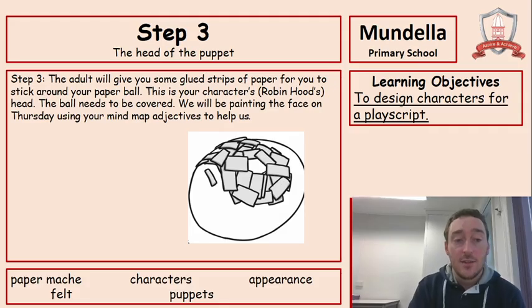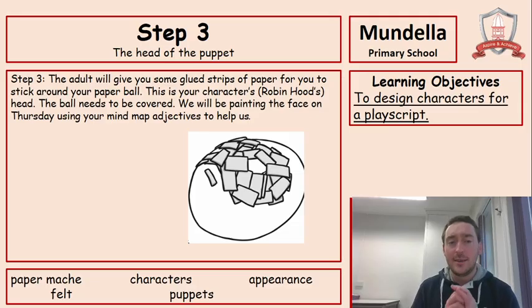Okay, step 3. The adult will give you some glued strips of paper. Or if you're at home, you'll have to just apply them yourselves. And you're going to stick them around the paper ball. And remember to cover it completely. And when they dry, that will be Robin Hood's head. And the ball that you've got needs to be totally covered. And obviously we've said that we're going to be painting the face on Thursday.